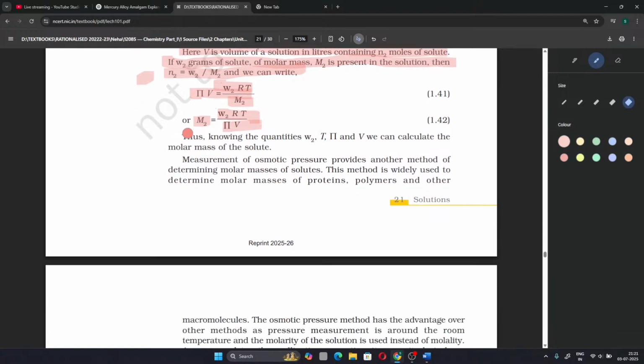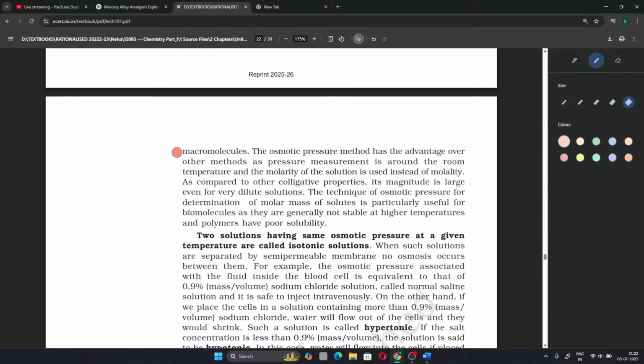Thus, this is the molar mass of the solute, not the solvent. This is present only in the solution. Thus knowing the quantities w2, T, pi and V, we can calculate the molar mass of the solute. Measurement of osmotic pressure provides another method of determining molar masses of solutes. This method is widely used for determining the molar masses of proteins, polymers, and other macromolecules.